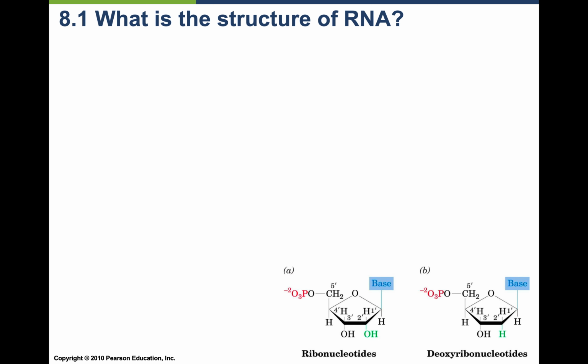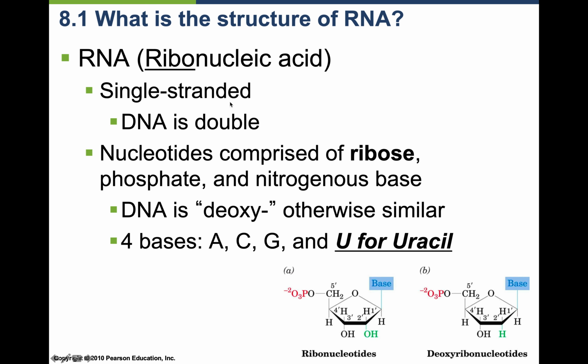We've talked about DNA and RNA already, but just a quick refresher, RNA is the ribonucleic acid. It's single-stranded. DNA is double-stranded, remember. RNA, the nucleotides are made of ribose, phosphate, and nitrogenous bases. So DNA is deoxyribose, right? RNA is just ribose.